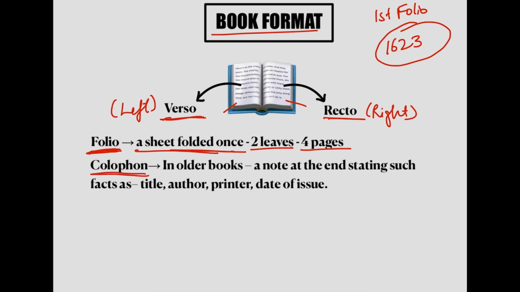Now another term is colophon. In older books, it was a note at the end of the book which stated such facts as title, the author, printer, and date of issue, which is now moved to the first page of the book.